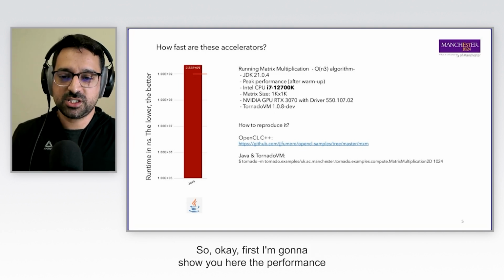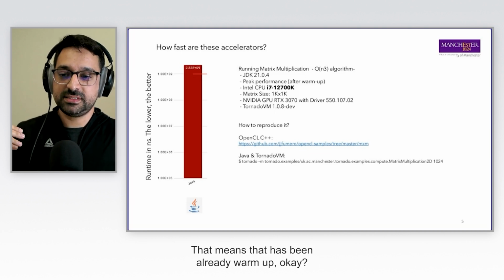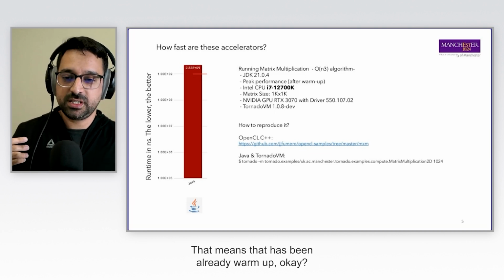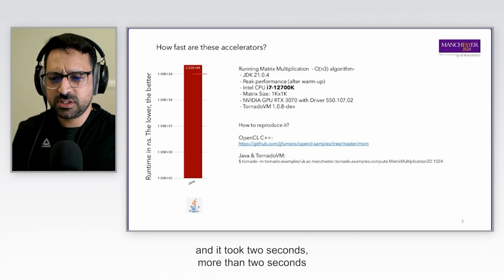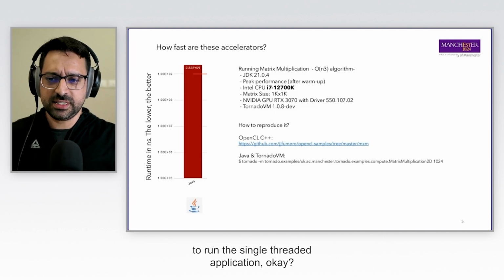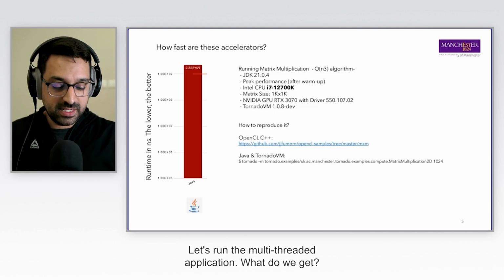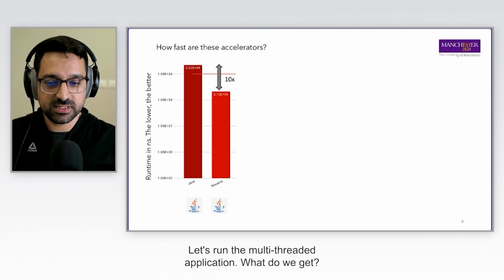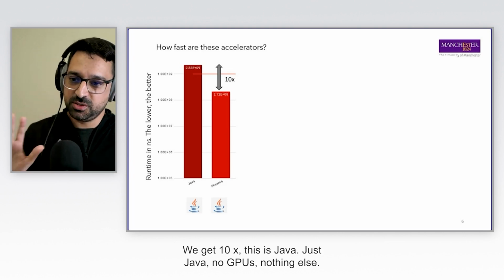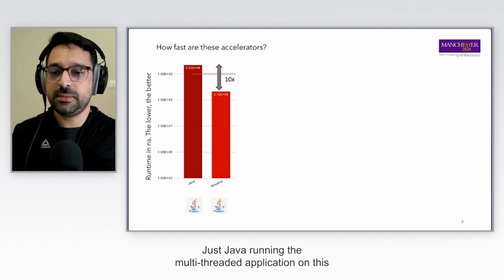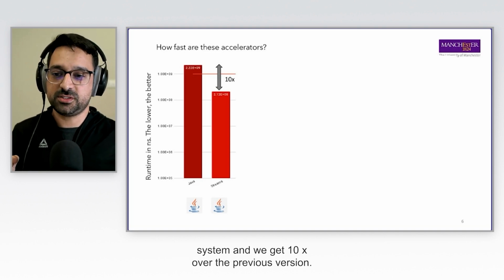First I'm going to show you the performance of Java at peak performance. That means it has already been warmed up, and I show you just the peak performance after Java compiles the code. It took more than 2 seconds to run the single-threaded application. Let's run the multi-threaded application. What do we get? We get 10x. This is just Java, no GPUs, nothing else, just Java running the multi-threaded application on this system. And we get 10x over the previous version.